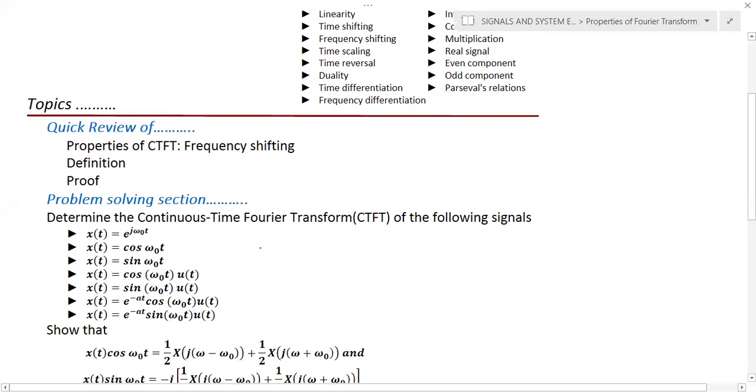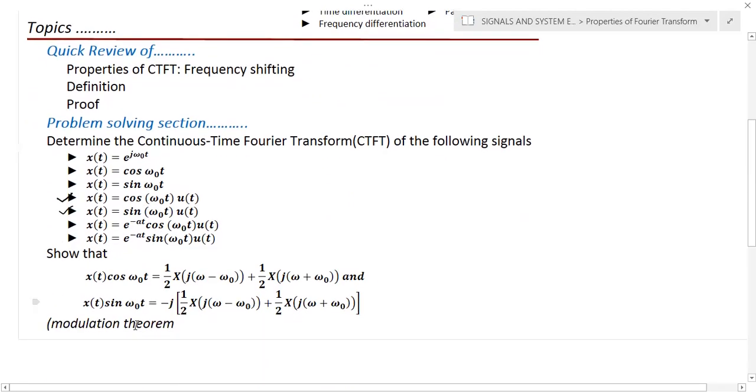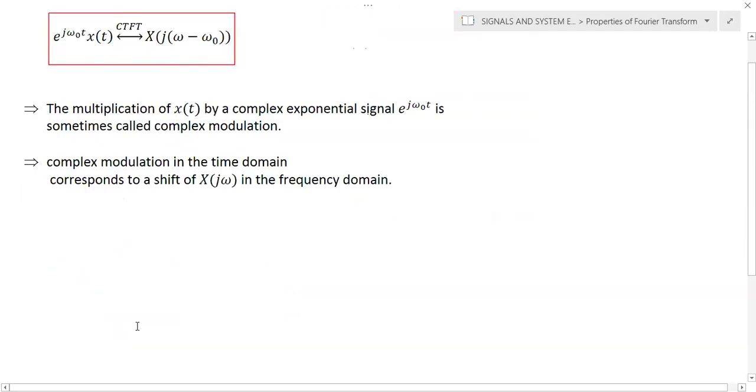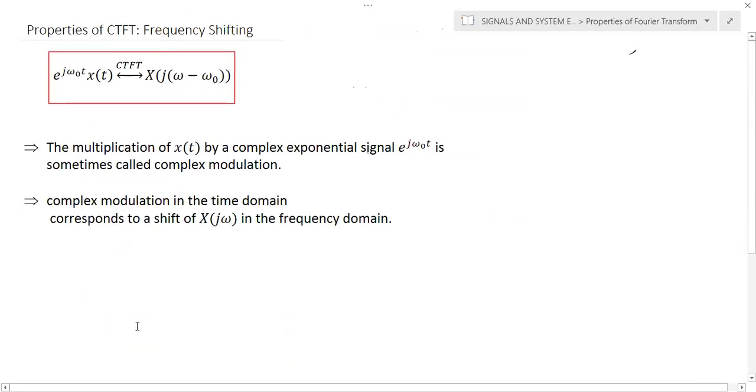In the last lecture, we already discussed the problems x of t is equal to cos omega 0 t and sin omega 0 t. Now we'll discuss the remaining questions. So this is the frequency shifting property, which is already explained. Anyway, now we need to discuss the proof.